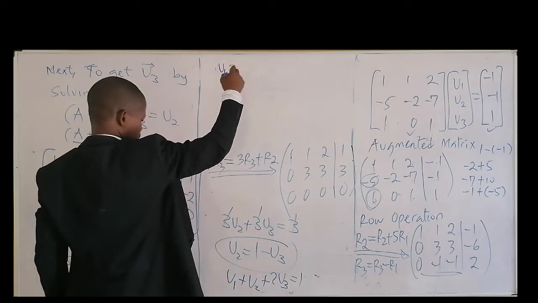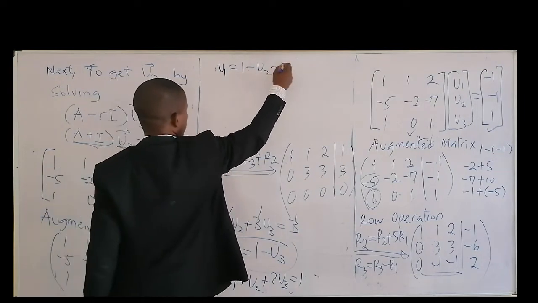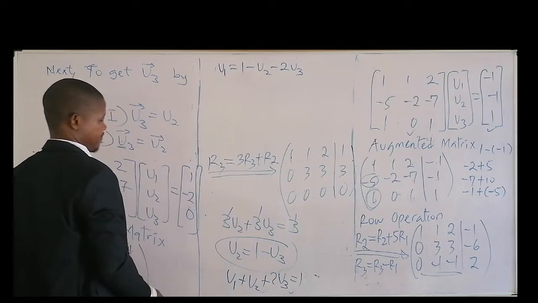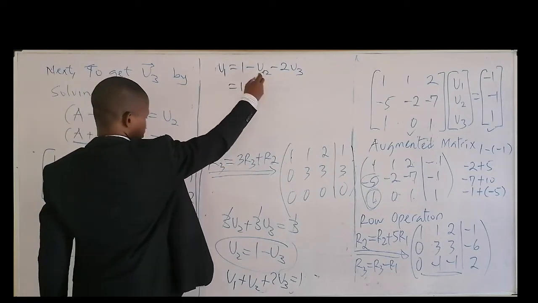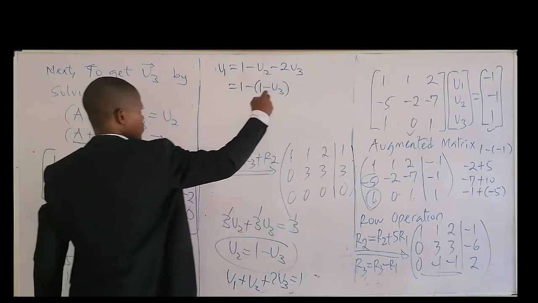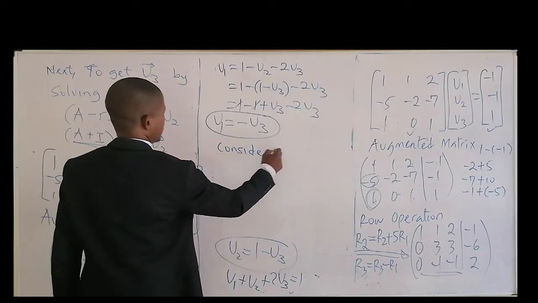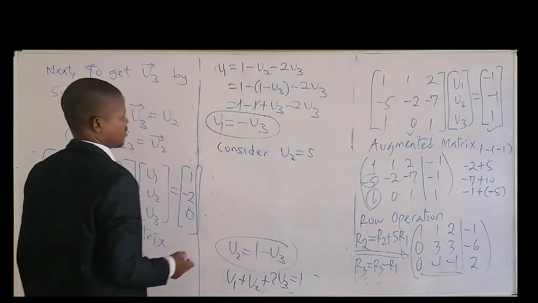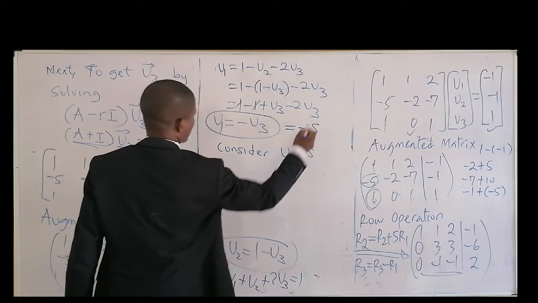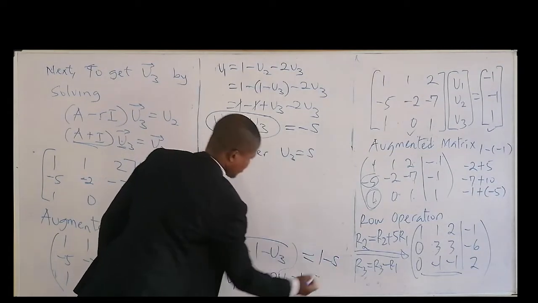u1 is equal to 1 minus u2 minus 2u3. Just move this one, shift this one to the other side. Okay? And that's equal to 1 minus u2, which is 1 minus u3, minus this one. Consider u3 as this. Okay? So in that case now, this will be equal to what? Minus what? Minus this. And then this one will be equal to what? 1 minus what? 1 minus this.